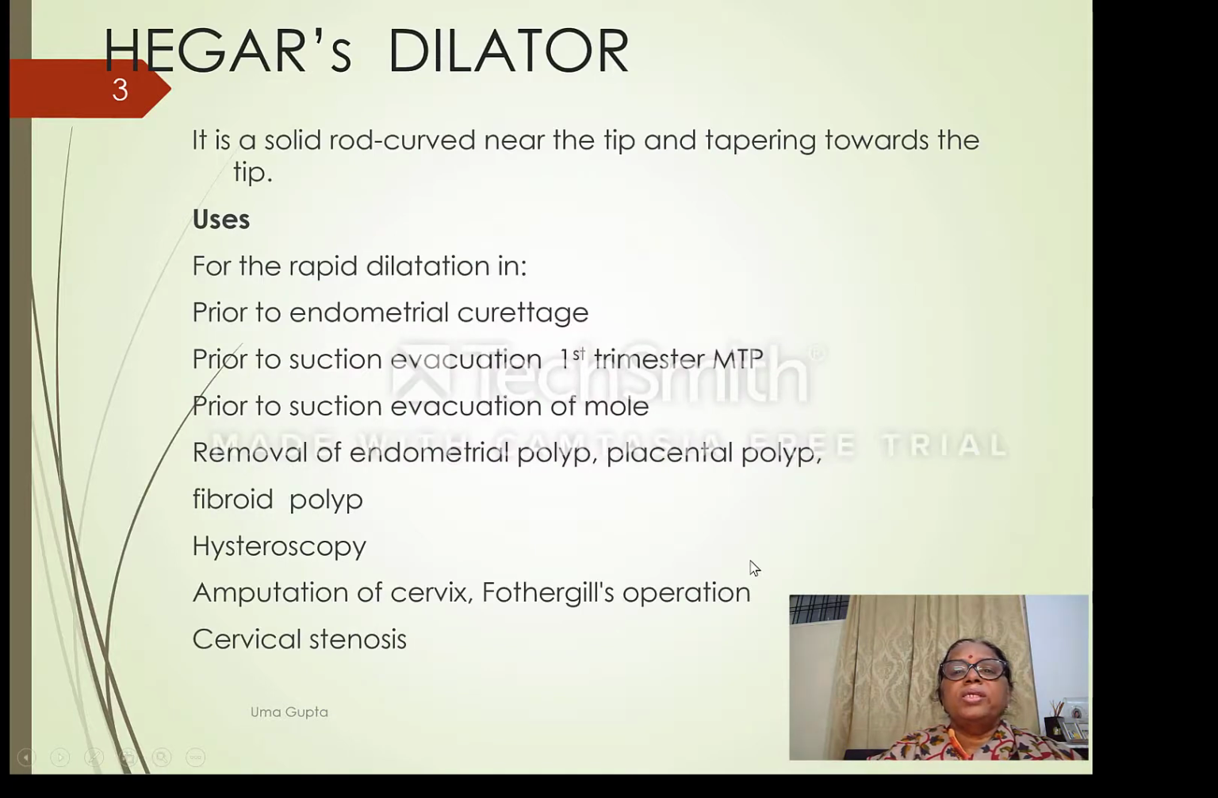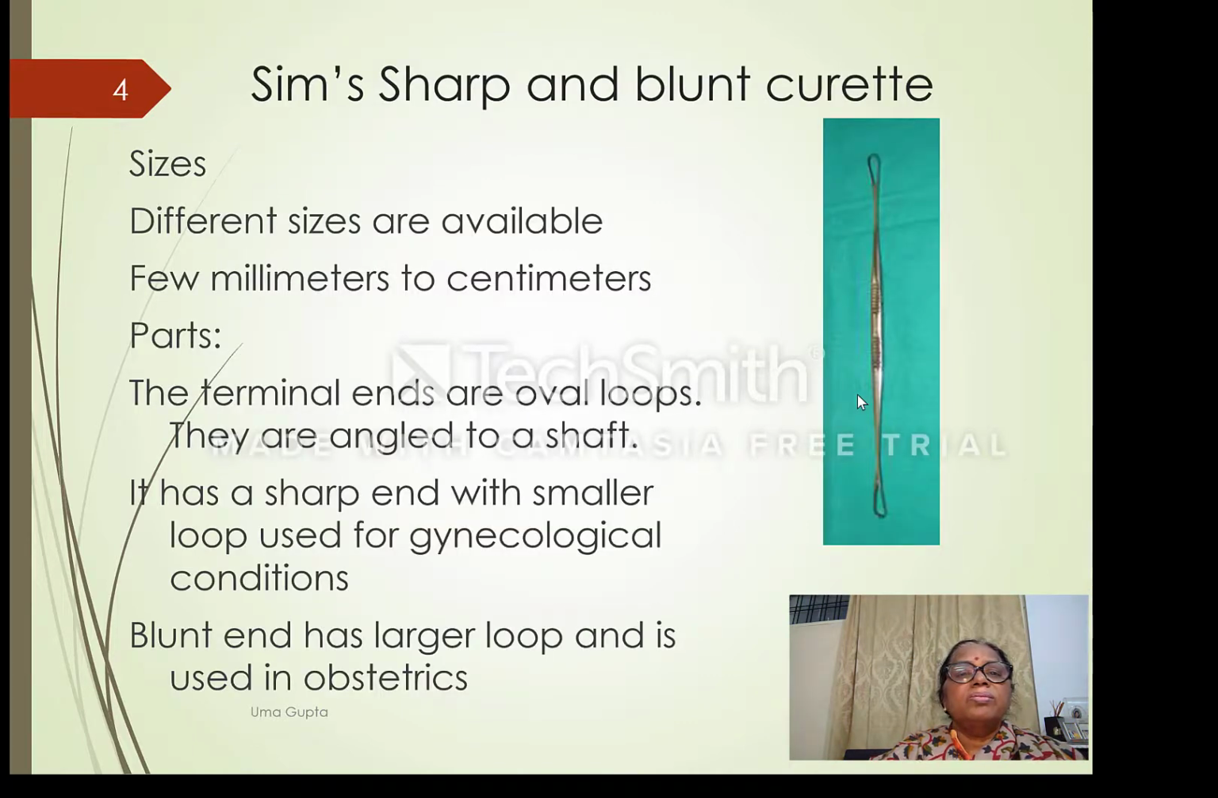It is a solid rod-like structure. It has tapering ends which are solid and smooth. It is used for rapid dilatation prior to endometrial curettage, prior to evacuation in first trimesteric medical termination of pregnancy, prior to evacuation of mole, removal of placental polyp, endometrial polyp, before hysteroscopy, and in major surgeries like Fothergill's operation, amputation of the cervix, and in cervical stenosis.